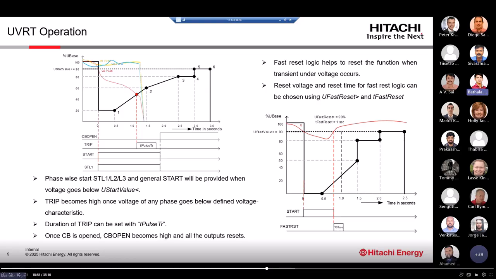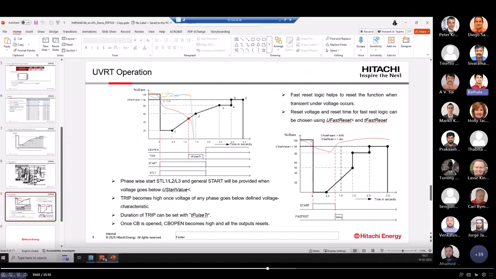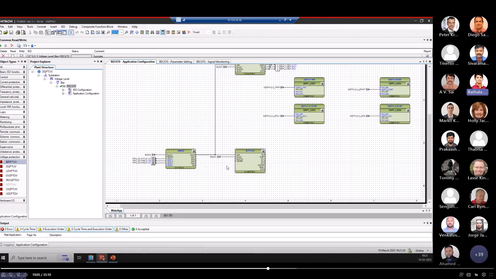Yeah, if there is no further question, I'll jump on to the demo. You can see here how this RTPTV can be connected from voltage SMA, where the voltage is connected to U3P. So I have taken block also to just show how block works from binary input. I'll show the setting page once.